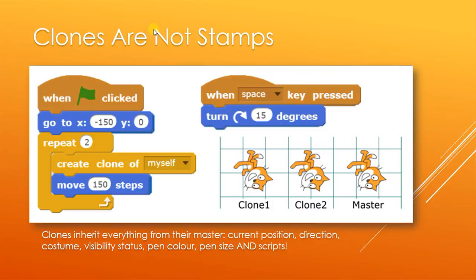Why do you think all the cats are turning, including the sprites? Because the clones have a copy of this script. So every one of the clones has this script where if you press the space key, they turn by 15 degrees.